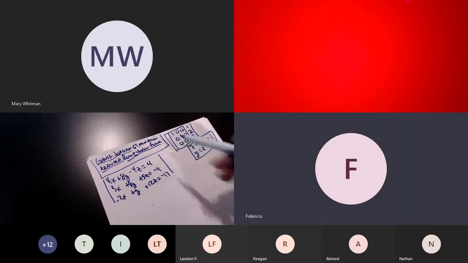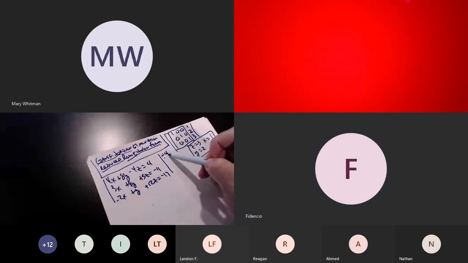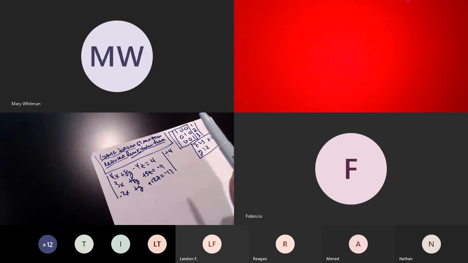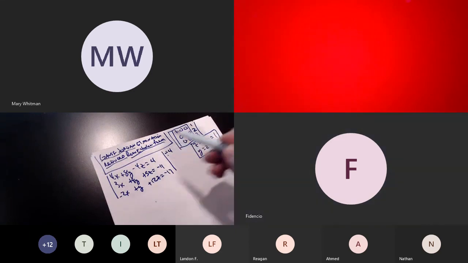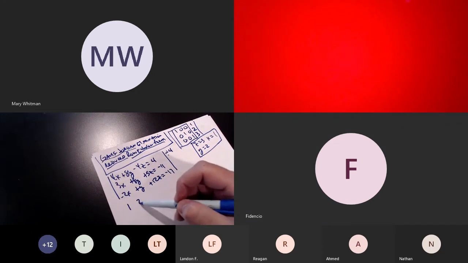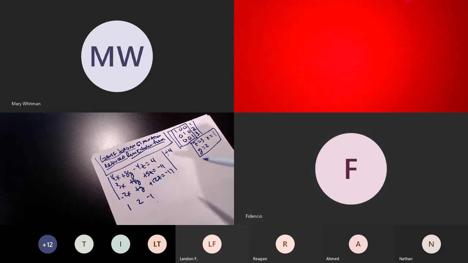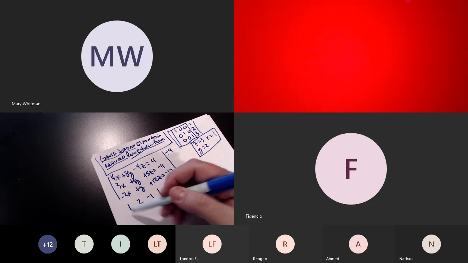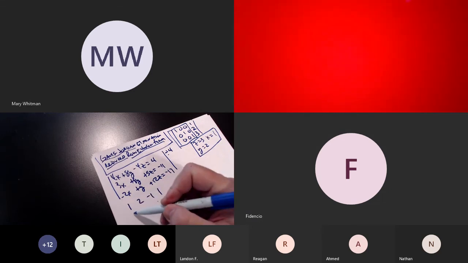Yeah. So if I divided row 1 by 4, I would have a 1x here, and I wouldn't have any fractions. Okay? So if I'm going to do that, that's going to give me 1, 2, negative 1, and 1. Does that make sense? Okay. Now the idea here is I want to get 0.